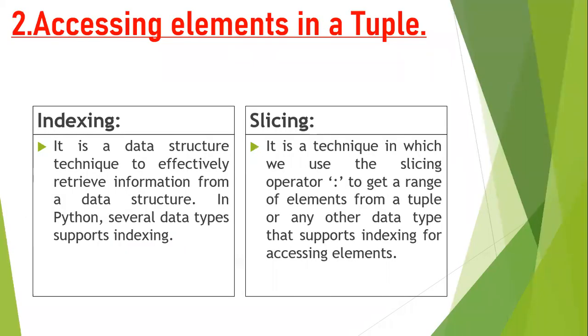Accessing elements in a tuple. First is indexing, next is slicing. Indexing is a data structure technique to effectively retrieve information from a data structure. In Python, several data types support indexing, like list, string, and so on. Slicing is a technique in which we use the slicing operator. We use a colon in the slicing operator to get a range of elements from a tuple or any other data type that supports indexing for accessing elements.